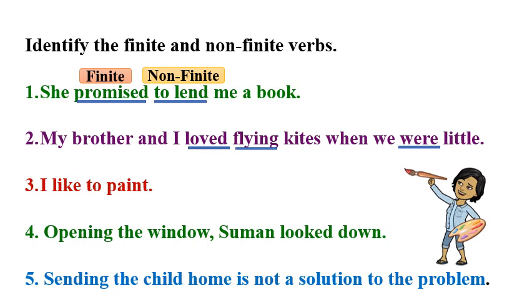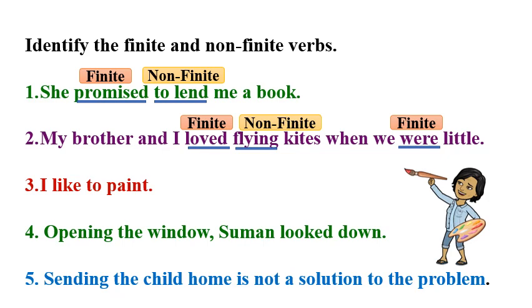Now look at the sentence. My brother and I loved flying kites. Now who loved flying kites? My brother and I. So the subject in this sentence is my brother and I. And the verb loved appears right after the subject, my brother and I. So it is a finite verb. But the verb flying does not appear after a subject. So it is a non-finite verb. And the verb were appears after the subject we. So it is a finite verb.